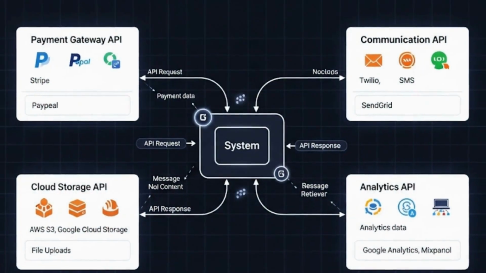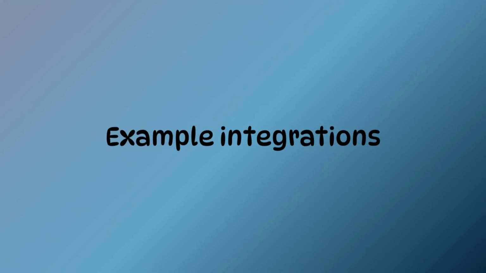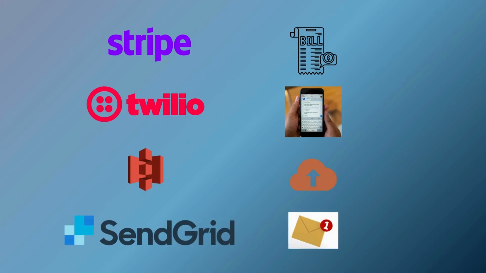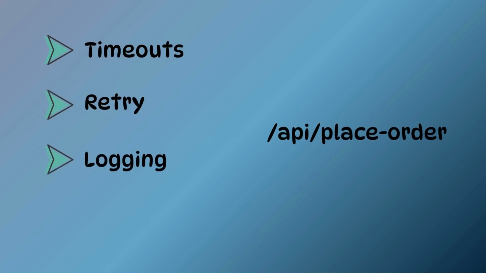You are also talking to third-party APIs from your logic for payments, communication, storage, and analytics. Example integrations: Stripe for billing, Twilio for sending SMS, AWS S3 for file uploads, SendGrid for transactional emails. You need timeouts, retry logic, logging, and graceful degradation when APIs fail.